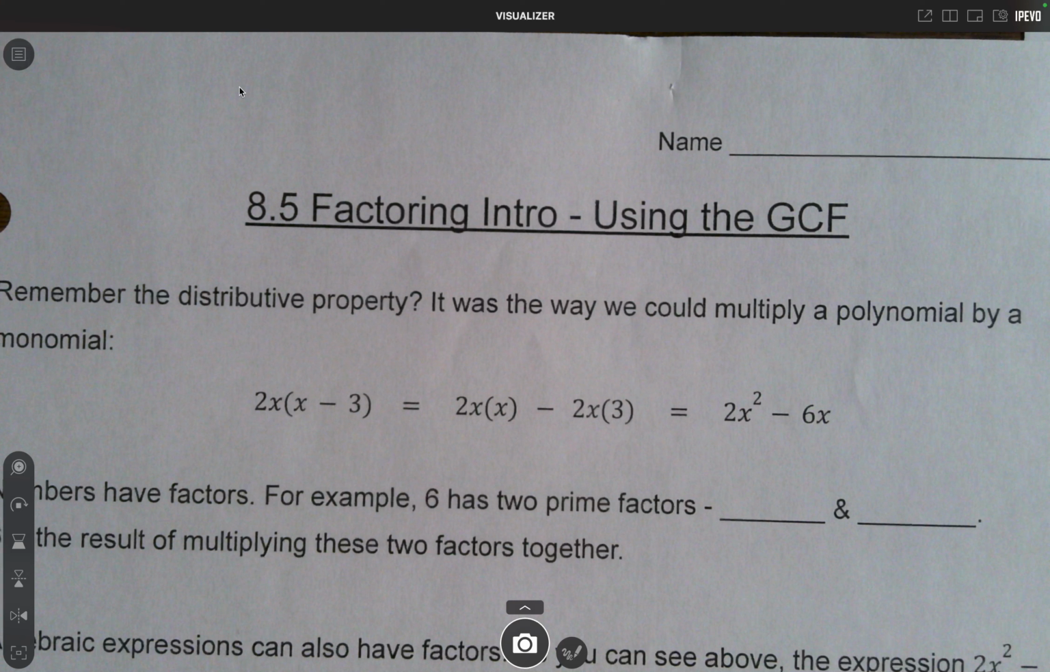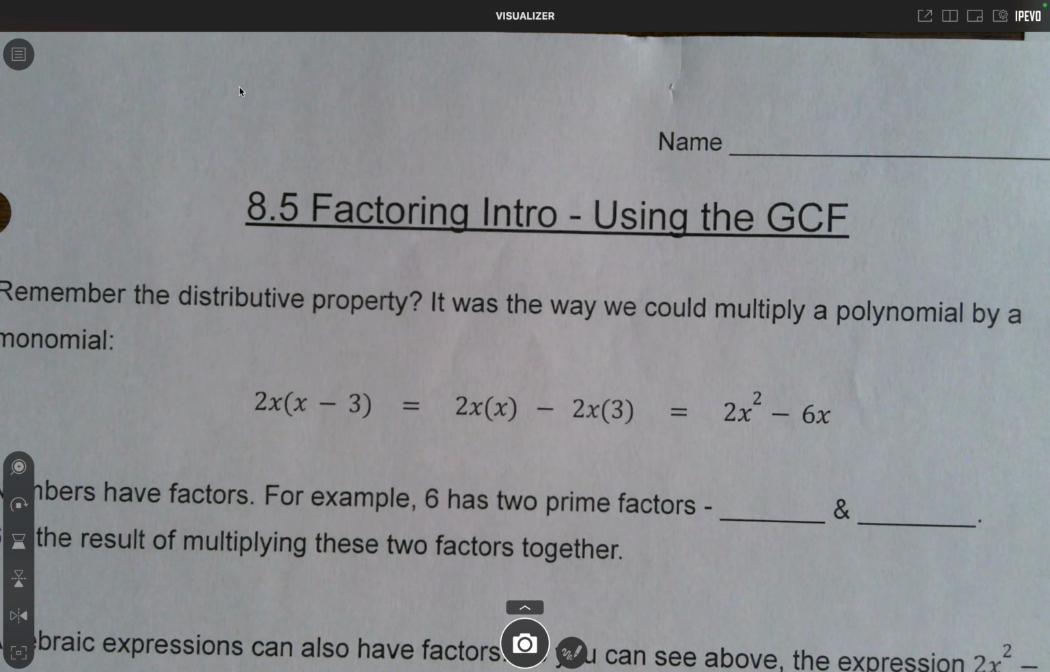We'll be entering a new type of factoring pretty soon, but we're just going to talk about the basics today in this lesson. So this is factoring using the greatest common factor. That's what the GCF stands for, in case you don't remember.